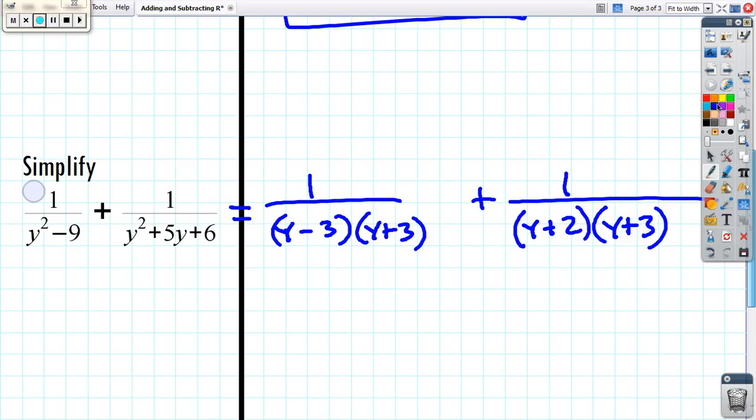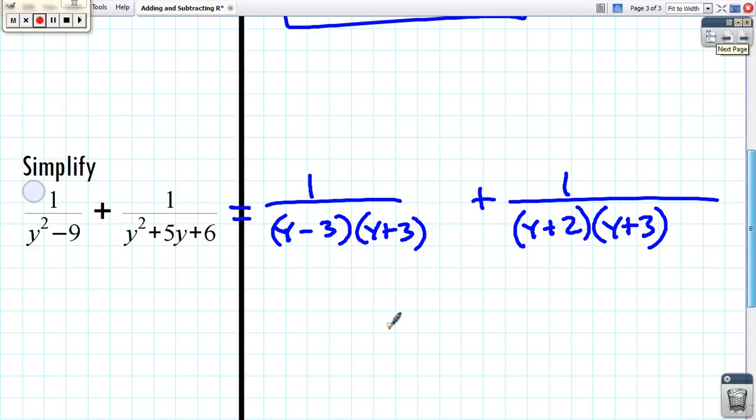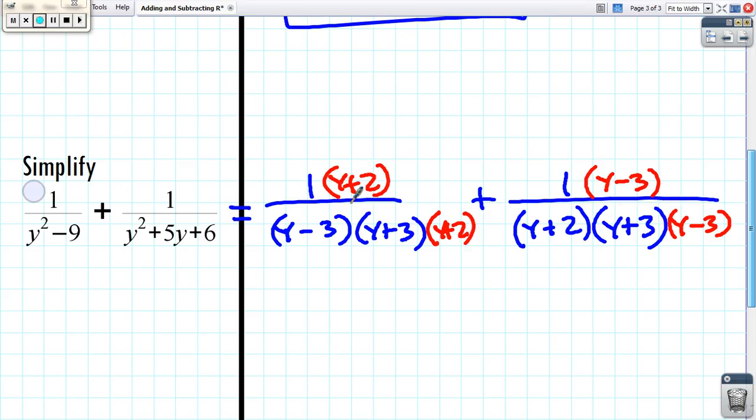Alright, once again, now that we can see the individual factors, let's make them match up. Now, in this case, they already do match up a little bit. This one has a y plus 3, as does this one. So those I don't need to worry about. But here, I've got a y minus 3 that this one does not have. So I'm going to multiply top and bottom by that factor. Over here, this one is missing a y plus 2. So multiply top and bottom by y plus 2. And now our denominators match.